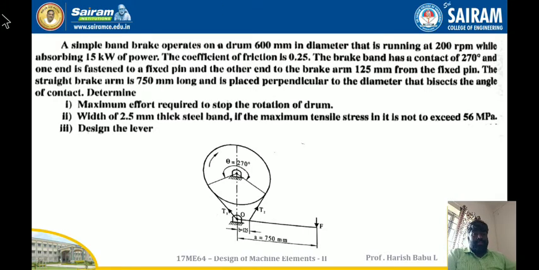Let us go for the next problem. A simple band brake operates on a drum 600 mm in diameter that is running at 200 rpm while absorbing 15 kilowatts of power. The coefficient of friction is 0.25.